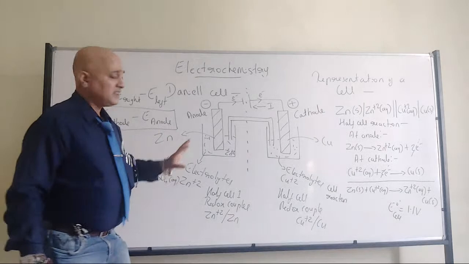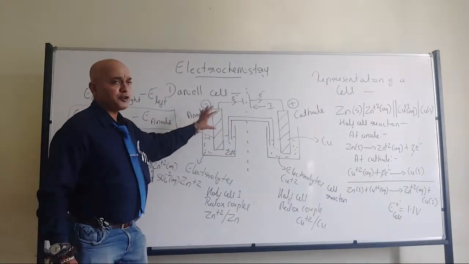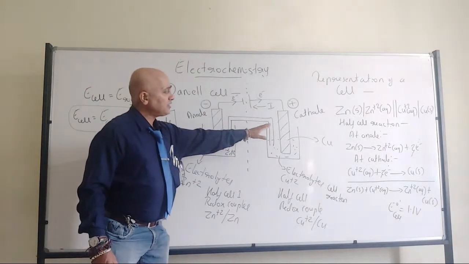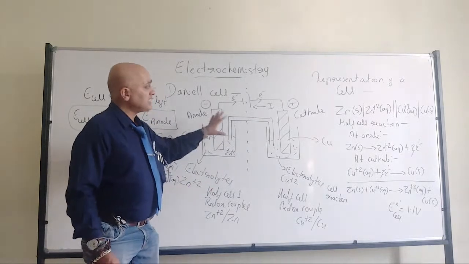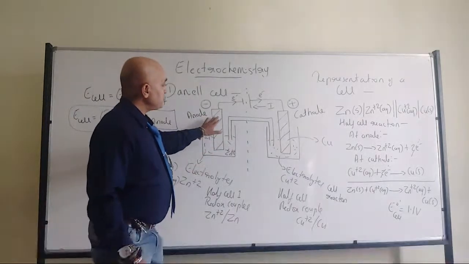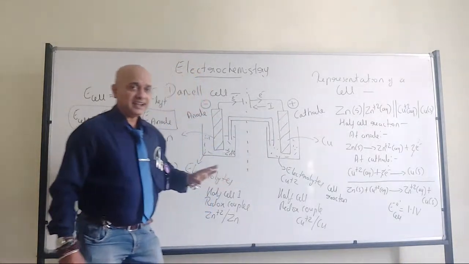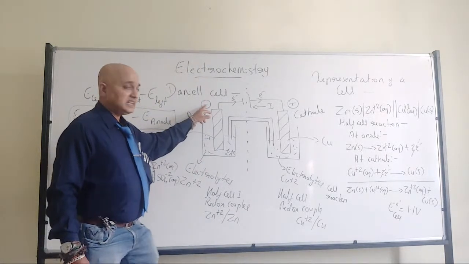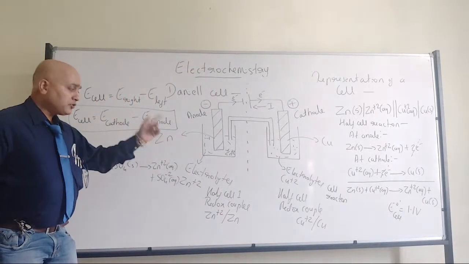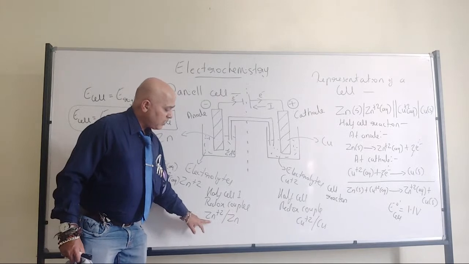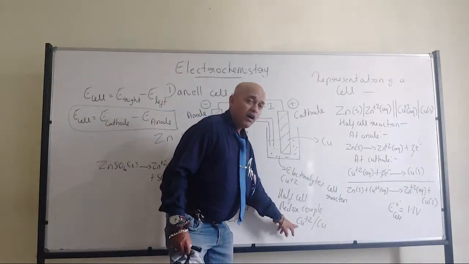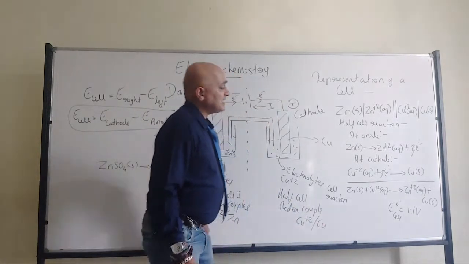Don't get confused. When you are representing a cell, when you are drawing the picture of a Daniell cell, the anode will be on the left hand side and the cathode on the right hand side. That is the standard accepted procedure, and you have to draw in the same pattern. The anode is assumed negative and the cathode positive. When we are talking about a redox couple, the oxidized part is always written first, then the reduced one. Same logic here.